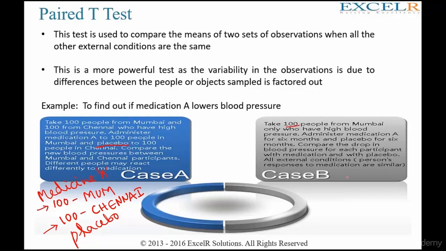Say you're taking 100 people from Mumbai, right? Only those of them who have high blood pressure, you have chosen them and you have given them medicine A. And you have experimented on them for 6 months, and then for the next 6 months you give the same set of people placebo and then try out whether medicine A was effective or not in comparison to placebo. And here you're trying out on the same set of 100 people, and in this scenario the external conditions are said to be the same.